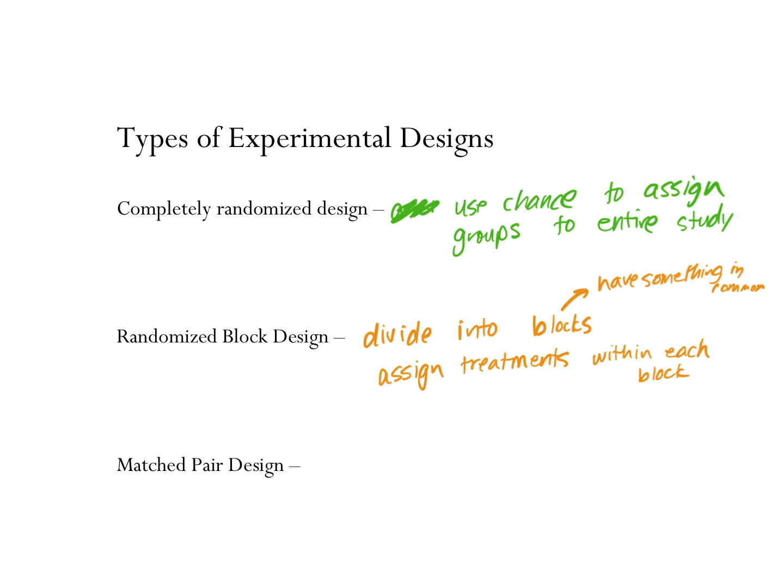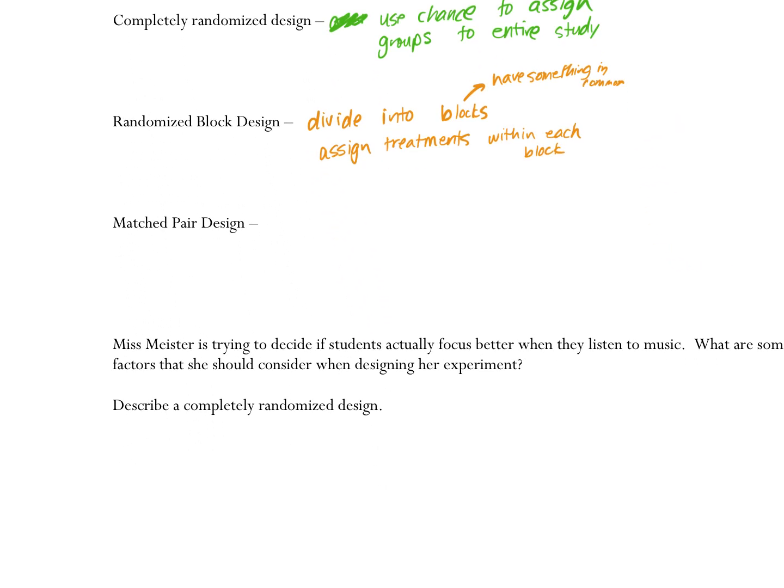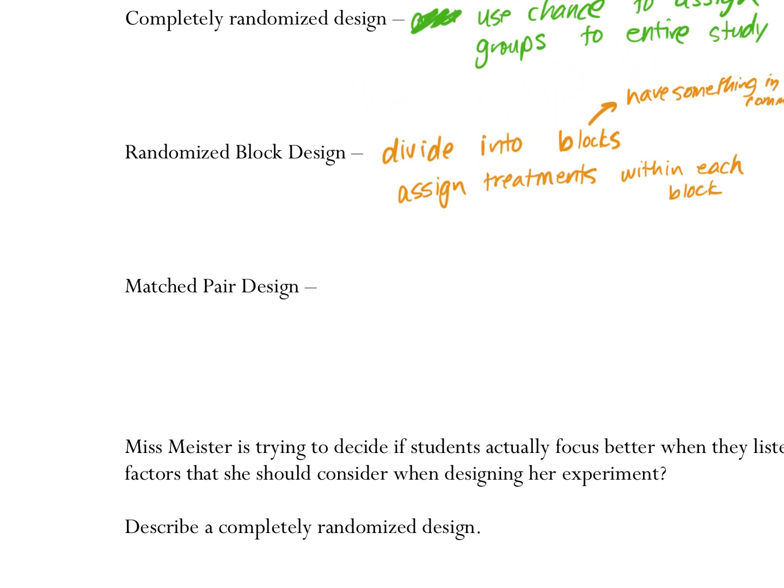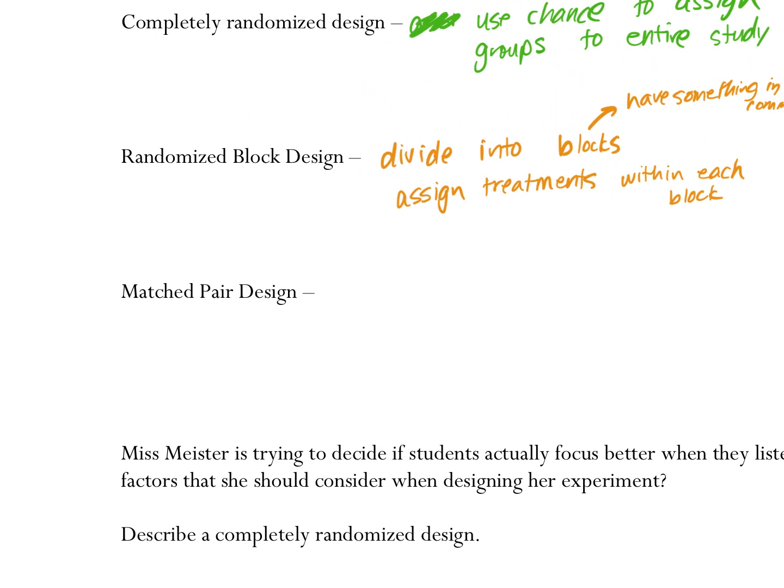Okay? All right. Now, there's one last experimental design. It is called a matched pairs design. And in a matched pairs design, there's kind of two things. A subject receives both treatments.